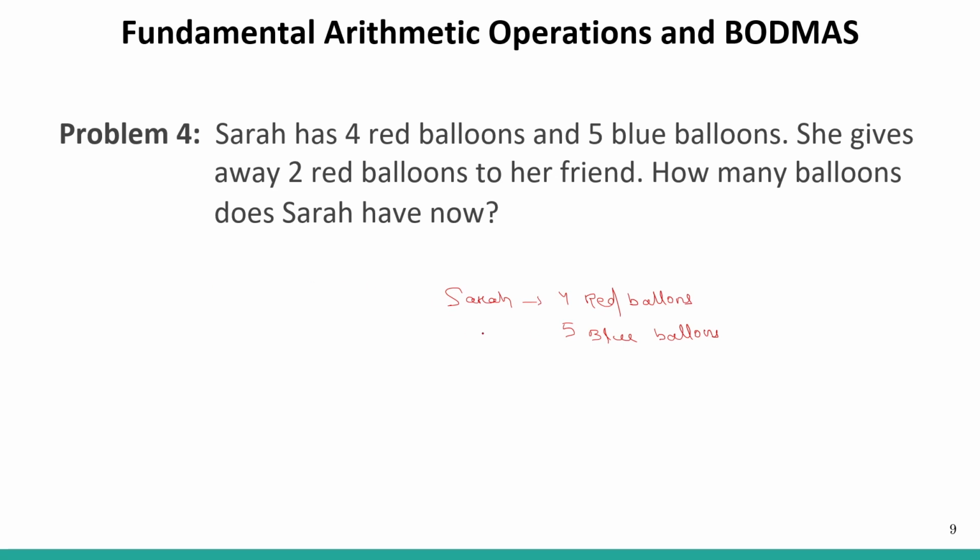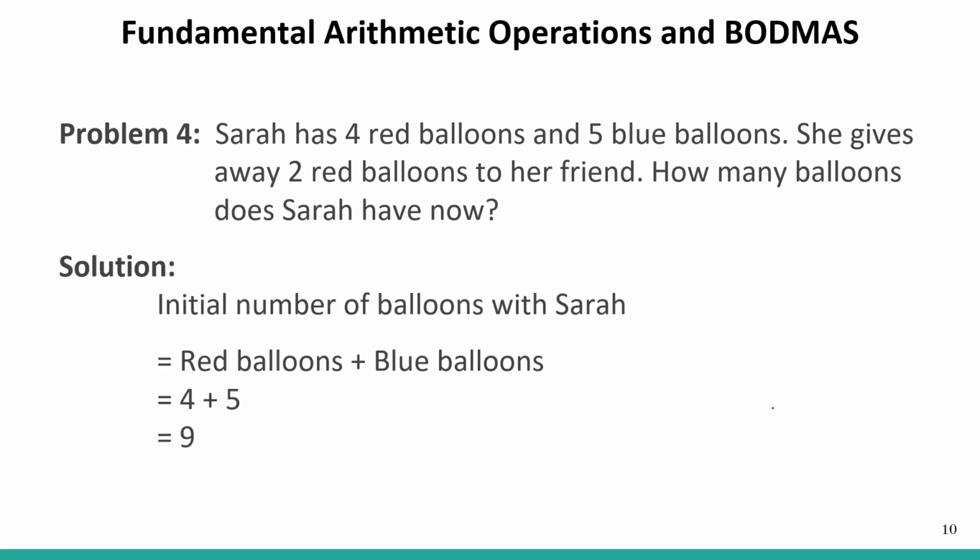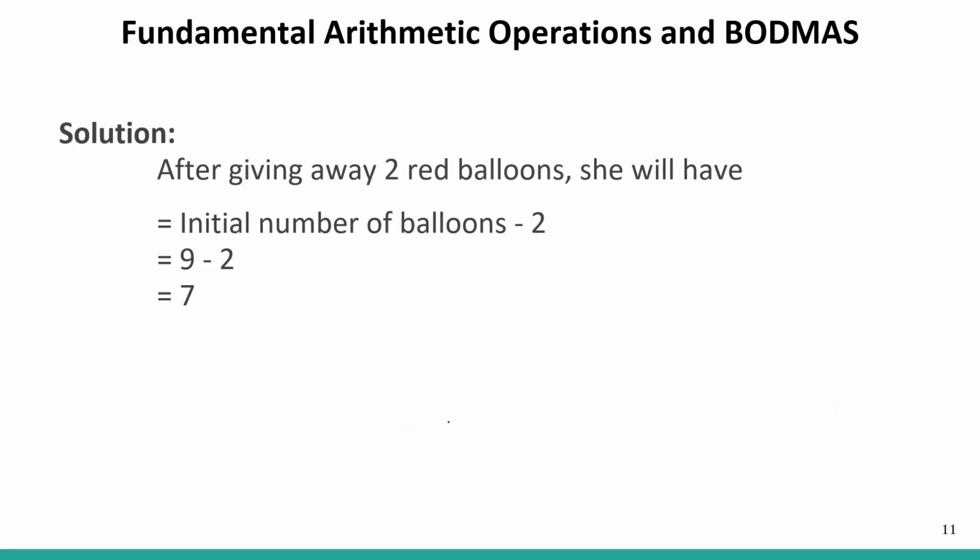In total, Sarah had 9 balloons, because 4 plus 5 is equal to 9. In general, it is asked about balloons only, not the color. She gave away 2 red balloons to her friend. So how many balloons does she have left? 9 minus 2 is equal to 7. So 7 balloons are left now. The total was 9, 2 were given away, so 7 balloons are left.